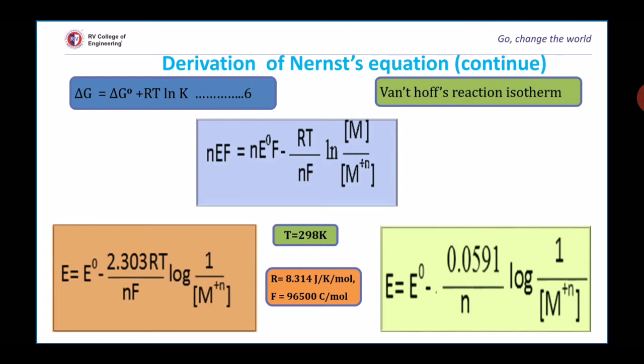In this equation, E naught is the standard electrode potential. It is defined as the potential that exists between metal and its solution of unit concentration at 298 Kelvin when the sum of partial pressures of gaseous reactants and products is equal to 1 atmospheric pressure.